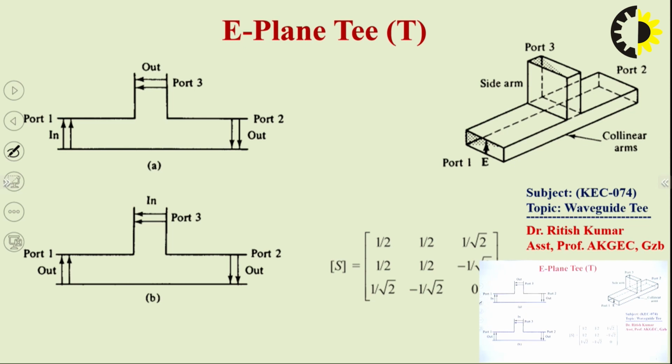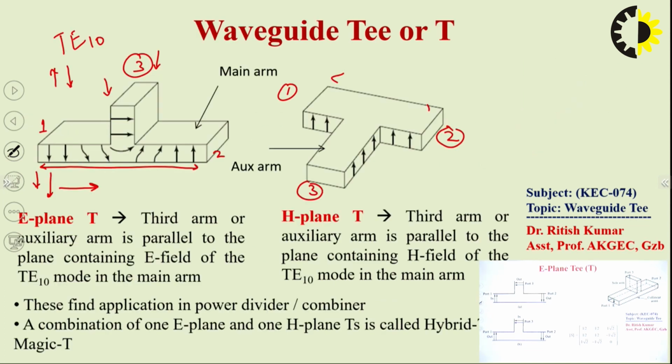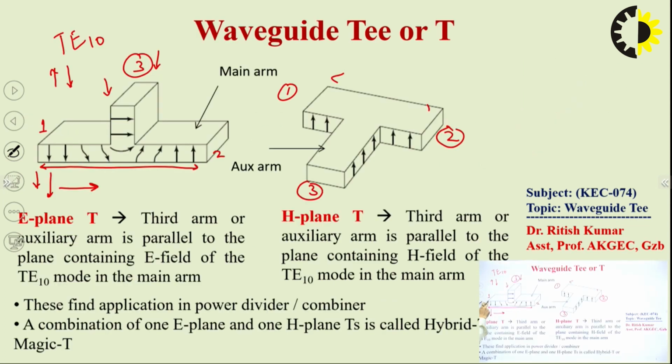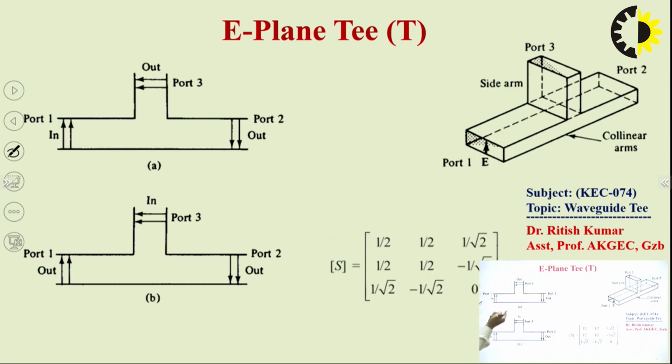So first we will discuss the E-plane T. Suppose we deliver the power at port number 3, so we can have the power at port number 2 and port number 1, as we discussed in the last slide.